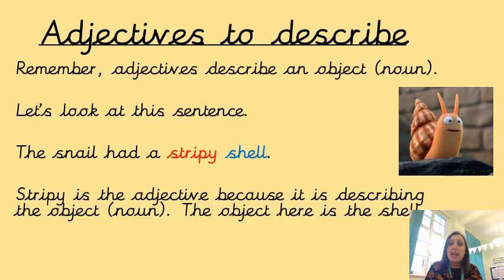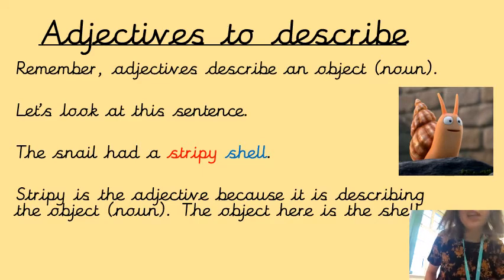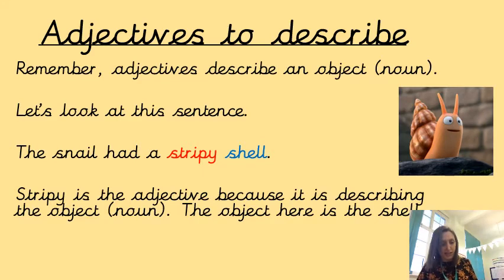Yesterday you were doing adjectives to describe. Remember, an adjective describes an object, which would be a noun. For example, I'm in a dress today. I'll stand up, Year 1. I'm in a dress here, and this dress is flowery. This dress is black. The dress is orange. The dress is floaty to cover up my Christmas stomach. Those are adjectives that would describe an object, a noun.